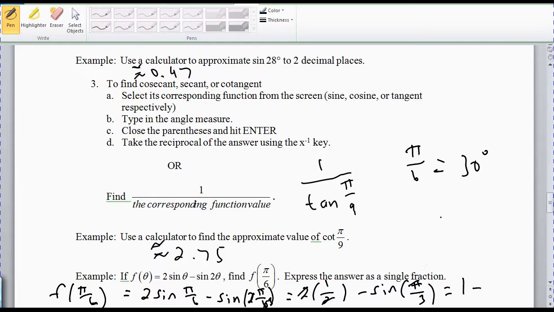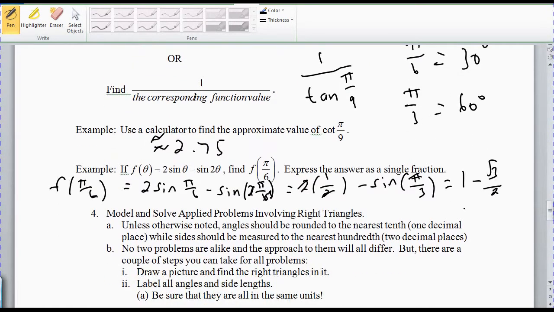And then what is the sine of pi over 3? Well, remember, here's what I like to do. Pi over 3 is the same as 60 degrees. And the sine of 60 is the square root of 3 over 2. And then we need common denominators. So 1 over 1, we multiply by 2, because that's our LCD, which is 2. So we get 2 over 2 minus square root of 3 over 2, which is 2 minus square root of 3 over 2. That's a fun one, wasn't it?